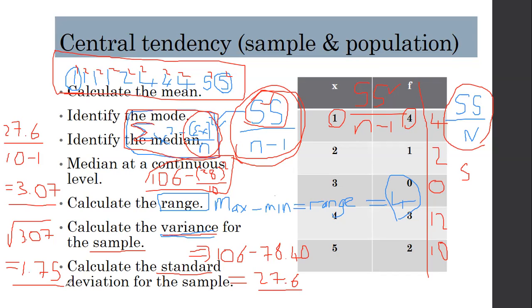Mean, median, mode, range, variance, sample. But sometimes the question doesn't say for a sample yet. It says for a population. So the difference is that we are going to divide by 10, not by 9. That is the difference. So it's going to be 27.6. This remains the same. Divide by 10. So the answer is 2.76.